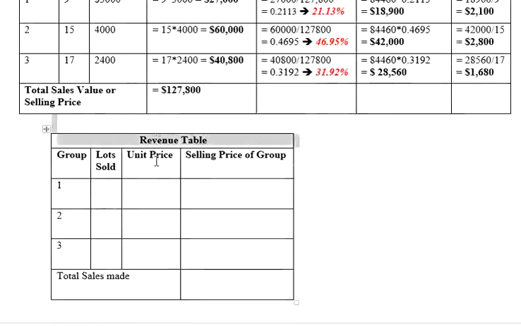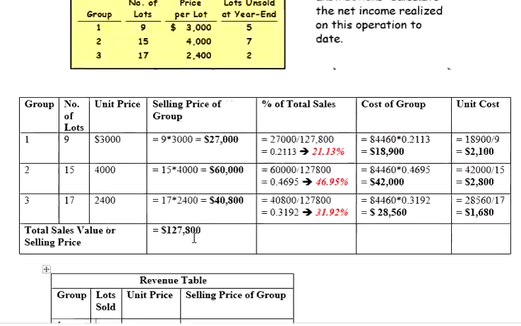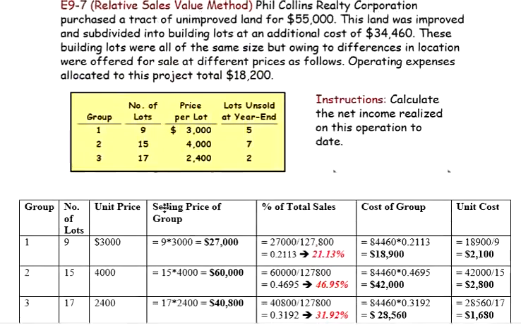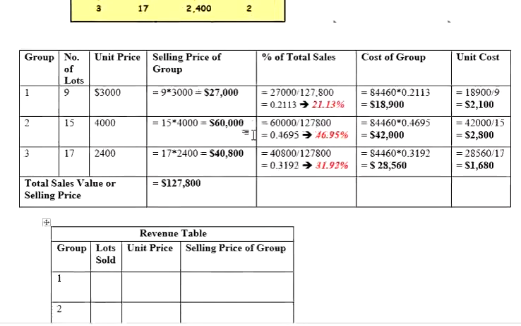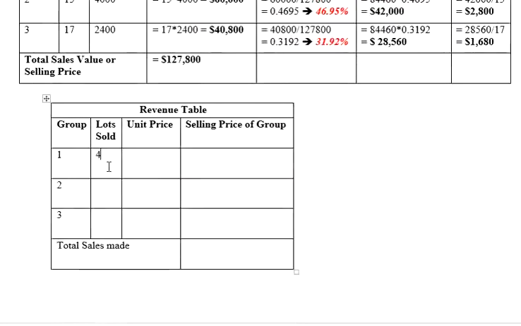Let's calculate the revenues. So this is the revenue table. We have group 1, group 2, group 3. How many lots are sold in group 1, group 2 and group 3? If you see here, this information is given to us as unsold information: 5, 7, and 2. So look at this. We had 9 lots, and out of 9, 5 are unsold. So 9 minus 5 is equal to 4. 4 are sold, 5 are not sold. So for group number 1, it's 4 lots which are actually sold.